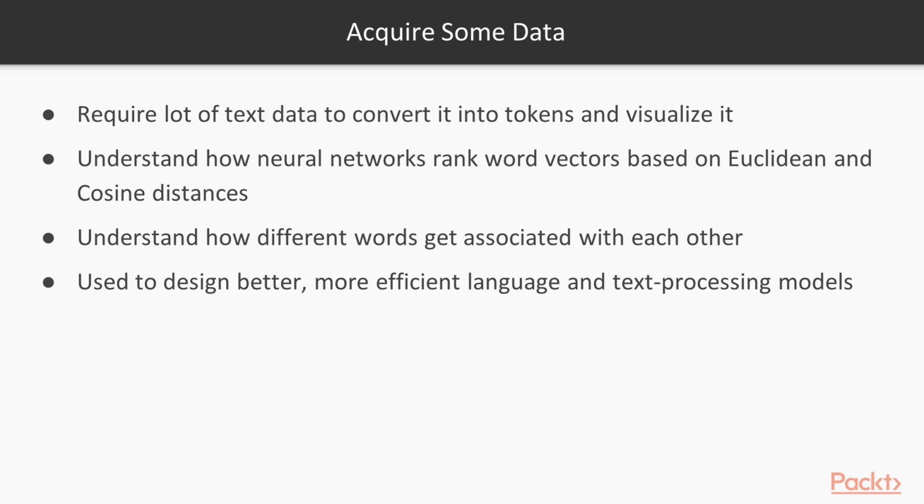The first step is to acquire some data to work with. We will require a lot of text data to convert it into tokens and visualize it to understand how neural networks rank word vectors based on Euclidean and cosine distances. It is an important step in understanding how different words get associated with each other. This, in turn, can be used to design better, more efficient language and text processing models.